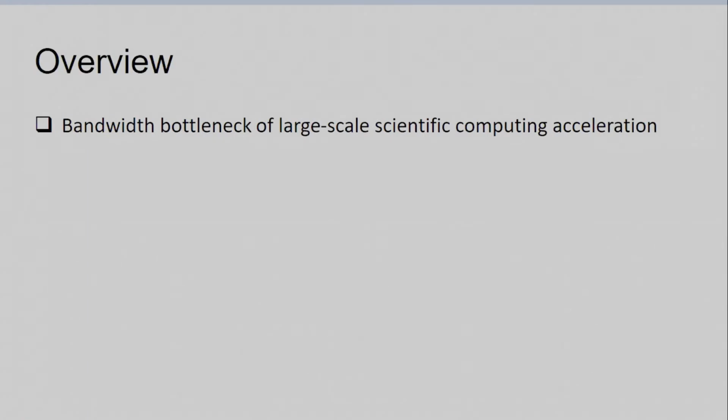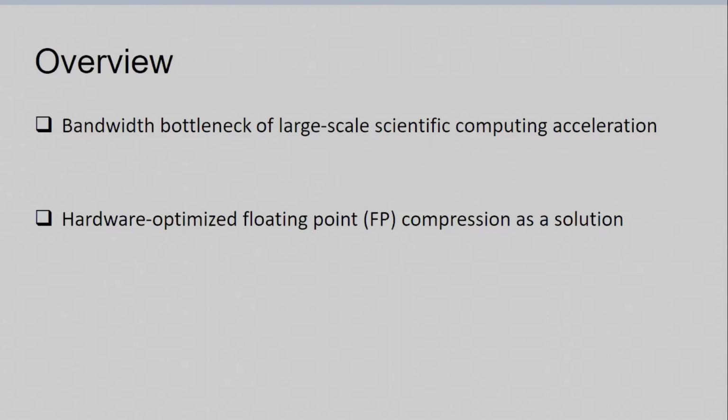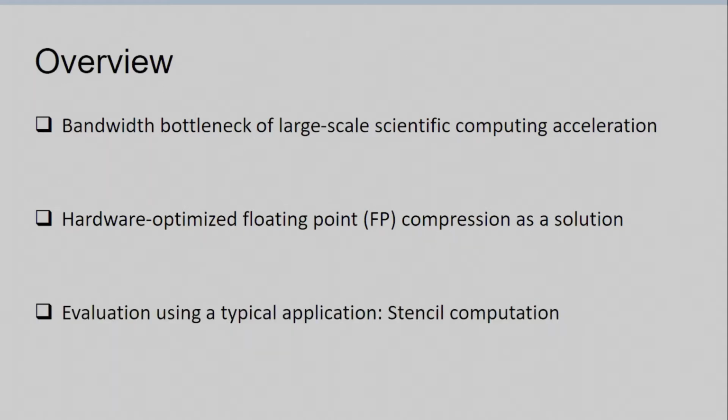I will first introduce the bandwidth bottleneck of large-scale scientific computing acceleration. Then we will propose hardware-optimized floating point compression as a solution to address this bottleneck. Finally, we will use a typical application, stencil computation, to evaluate our work's efficiency.